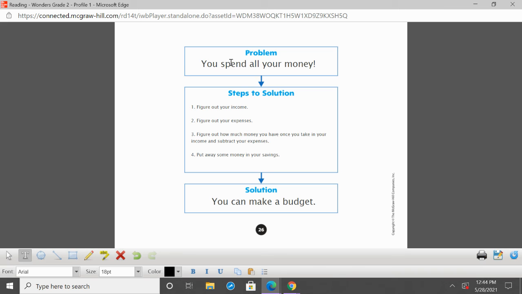So our problem is you spend all your money. The solution is to make a budget. This helps you budget your money. And these are the steps that you take in order to do that. So I want you to go ahead and, if you need to pause me while you write these different things down, go ahead and do so.